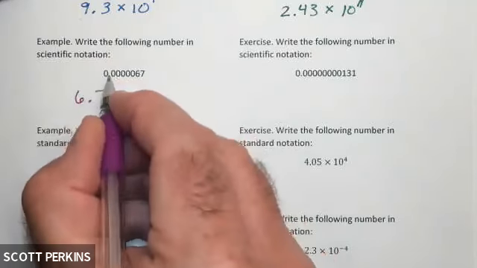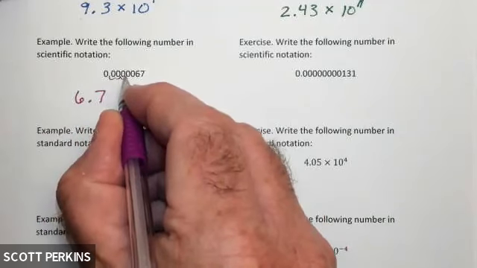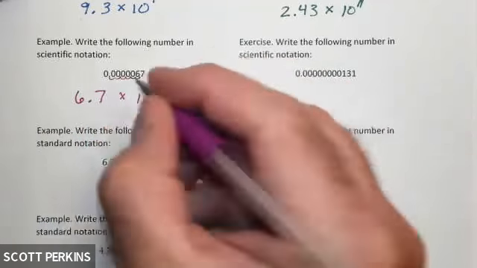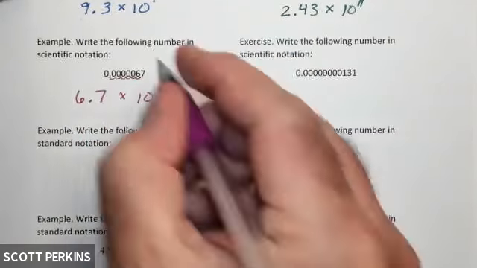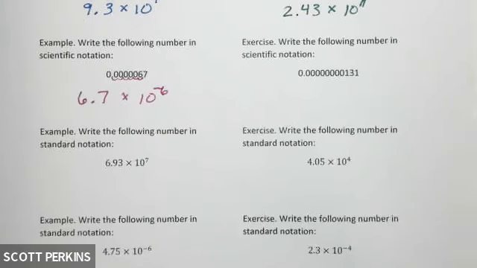Okay, so I'm going to count my places. My eyes are 50 years old, so forgive me. 1, 2, 3, 4, 5, 6. So there we go. 10 to the negative 6 power. It's negative because that's a fraction. It's a small number. Please do the same thing with the exercise right next door.